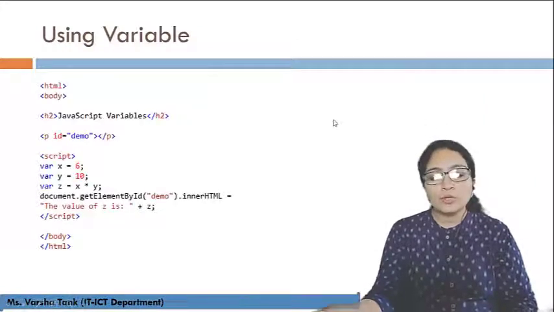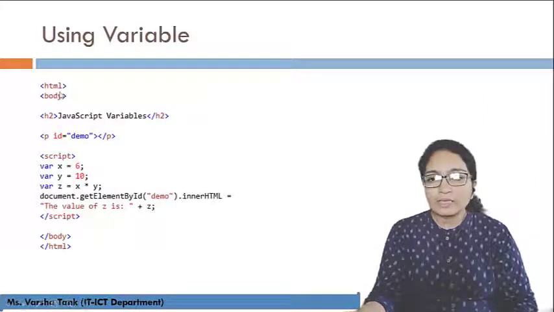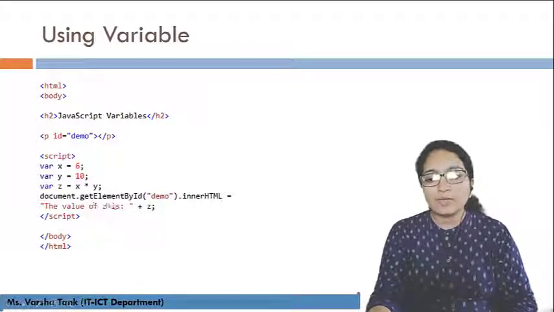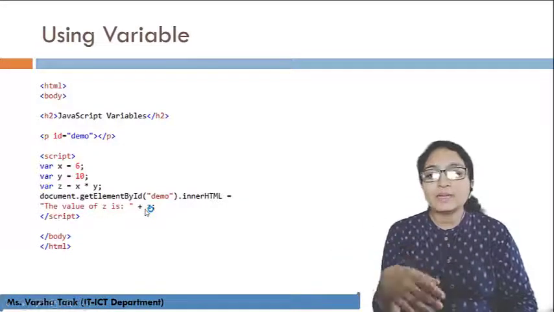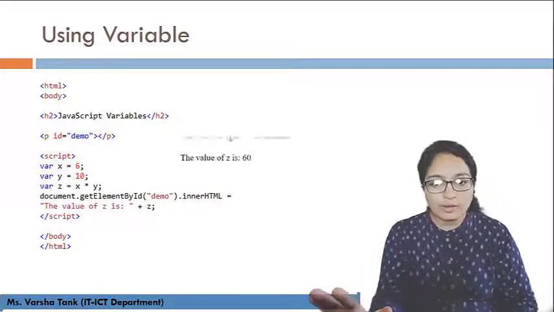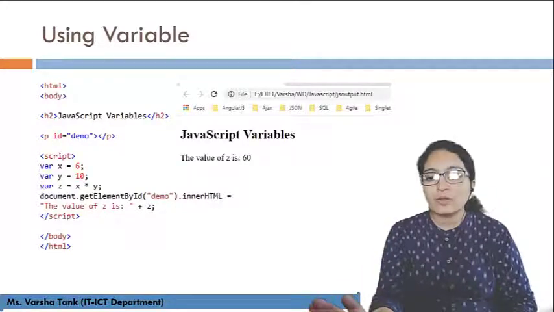Now, using variables, we have already seen this output. In JavaScript you can define the variable x is equal to 6, y is equal to 10, and z is equal to x into y. Then we defined document.getElementById demo.innerHTML, in which you have displayed this. Otherwise, you can write directly document.write z, so it will display the output directly. It will display this value, that is 60.